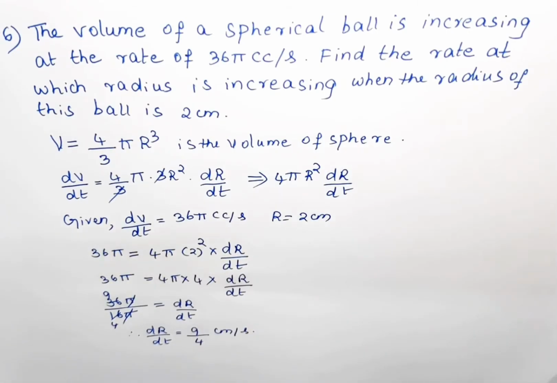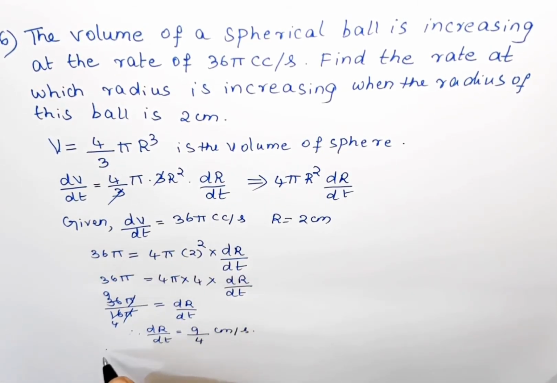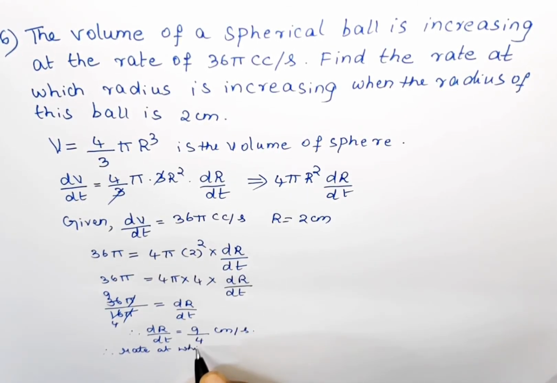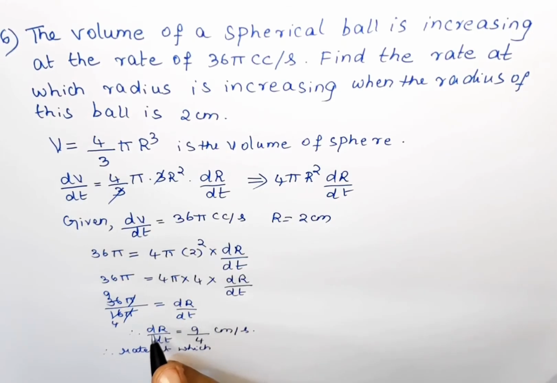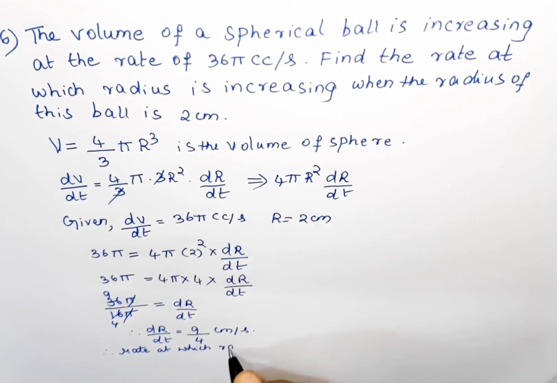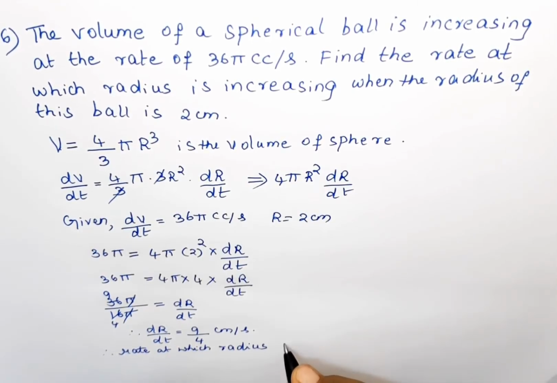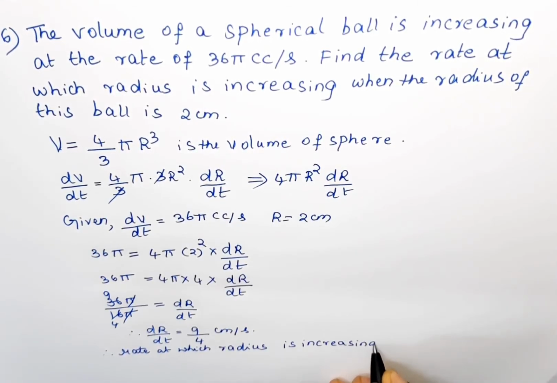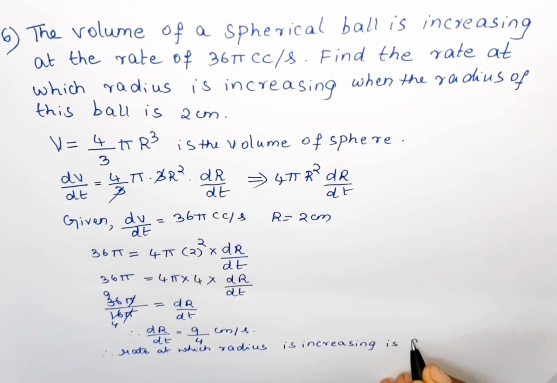That is the rate at which the radius is increasing, 9 by 4 centimeter per second. dr by dt is nothing but the rate at which the radius is increasing. Increase in the radius is dr by dt. So the rate at which the radius is increasing is 9 by 4 centimeter per second.